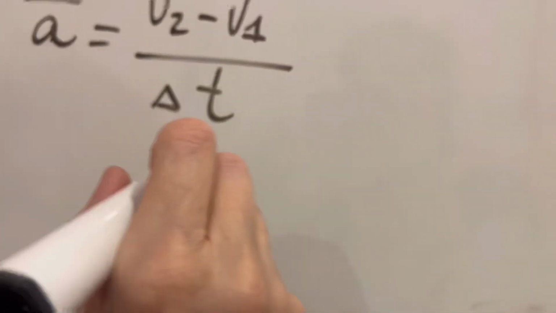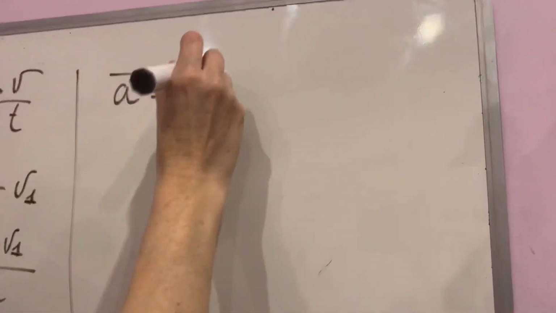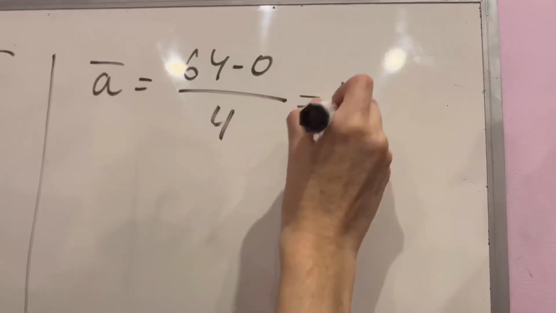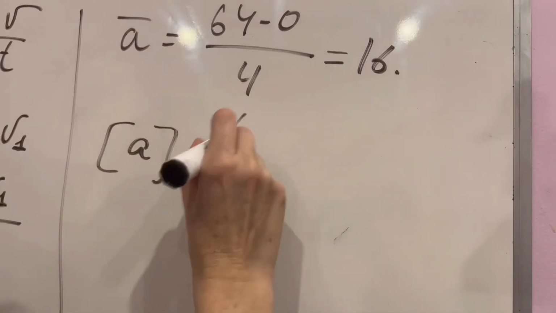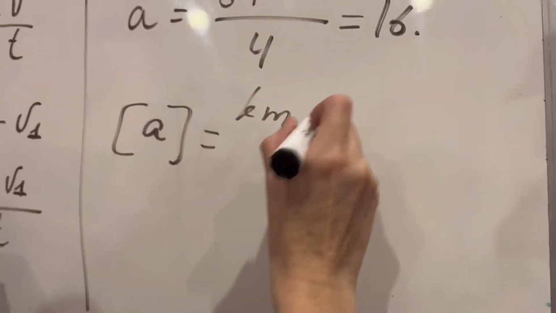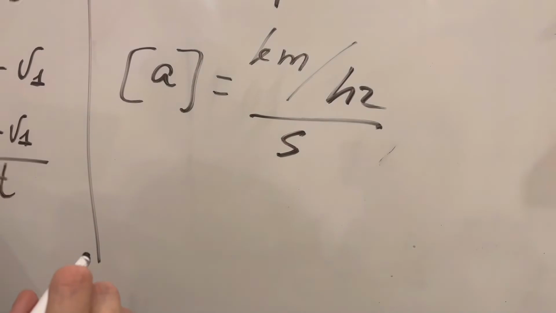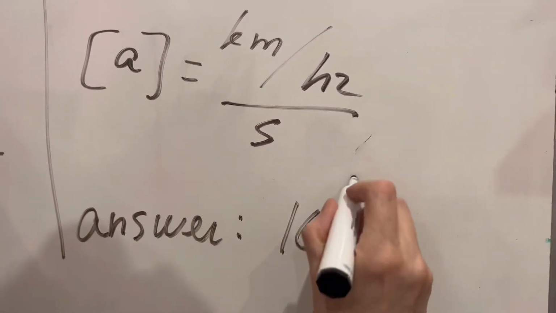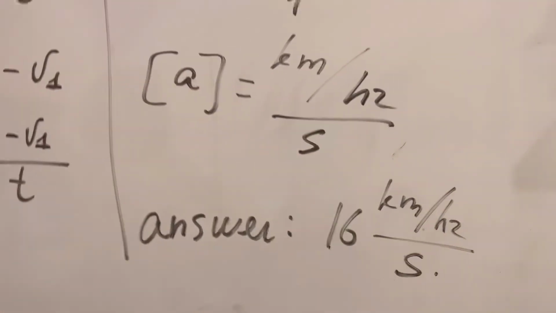Delta V is equal to V2 minus V1. a is equal to V2 minus V1 divided by delta t. a is equal to 64 minus 0 divided by 4. The answer is 16. Always do units. Acceleration equals kilometers divided by hours divided by seconds. The answer is 16 kilometers per hour per second.